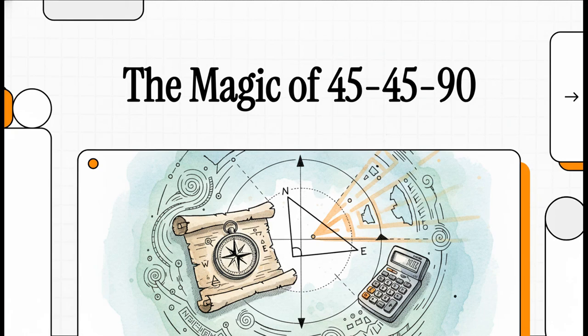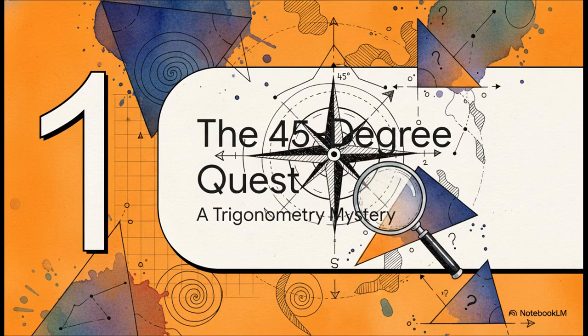Have you ever wondered how you can get a perfectly exact answer in trig without even touching a calculator? Well, today we're going to unlock that secret. And it all starts with a quest to understand one of the most powerful, I'd even say magical shapes in all of math, the 45-45-90 triangle. Okay, let's dive right in.